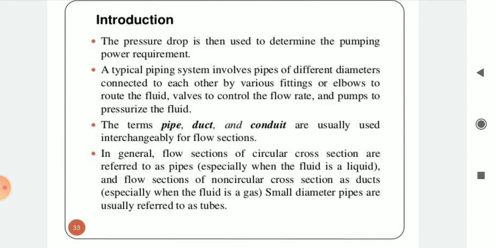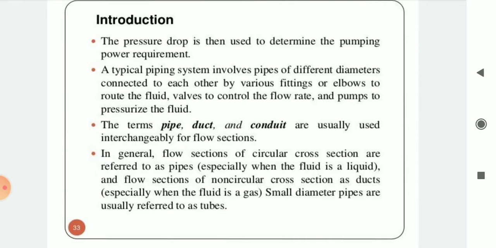A typical piping system involves pipes of different diameters connected to each other by various fittings or elbows to route the fluid, valves to control the flow rate, and pumps to pressurize the fluid.